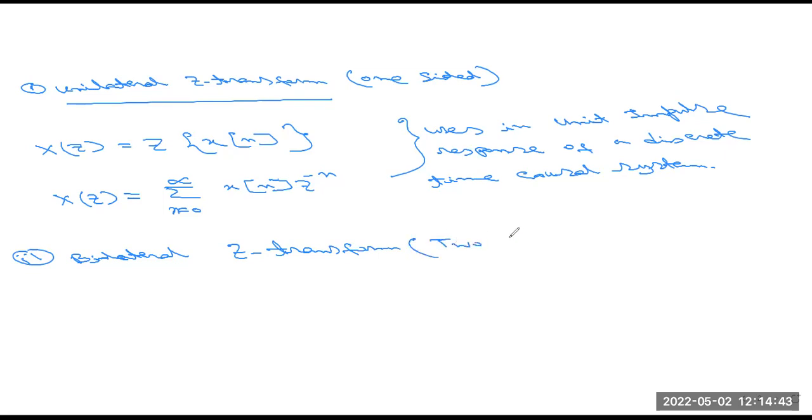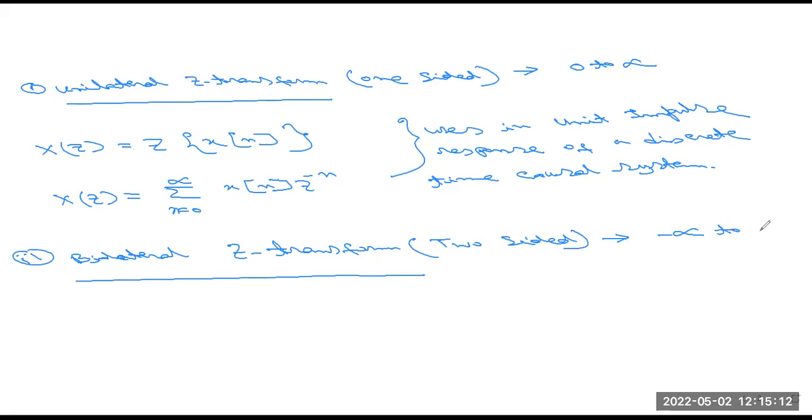Bilateral or two-sided. So what is the range of this unilateral? You know that the range in one-sided or unilateral is 0 to infinity. That's why we have to use n from 0 to infinity. But in our two-sided or bilateral Z transform, the range is minus infinity to plus infinity. Okay, so what are the examples?